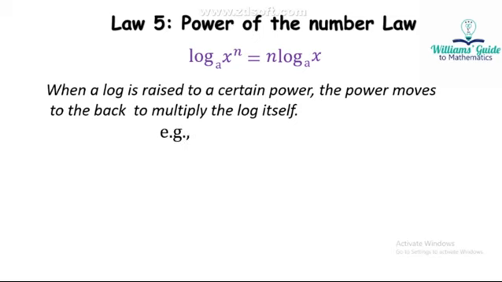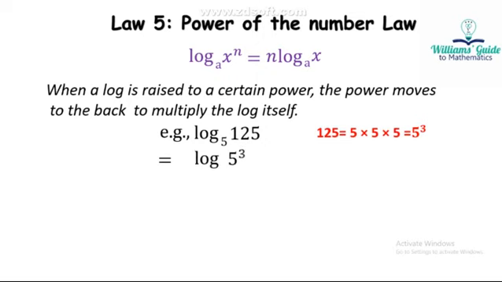Take for example, log 125 to base 5. 125 is 5 times 5 times 5. So we can say log 5 raised to power 3, which is 125 having 5 in 3 places, and the base 5. From the law, the power 3 can go to the back of the log, so that we have 3 log 5 to base 5.